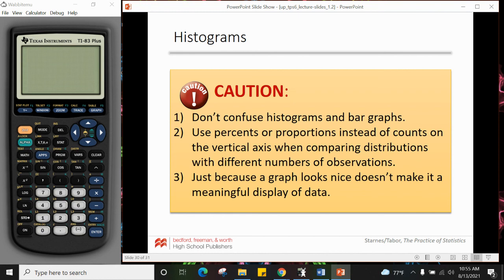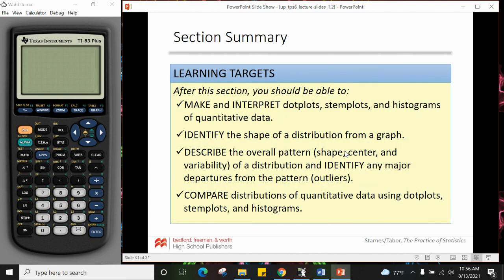So just be aware of bad graphs. I think we'll take a look at more of them in class. But just make sure that you know the difference between histograms and bar graphs. And that is it for this video.